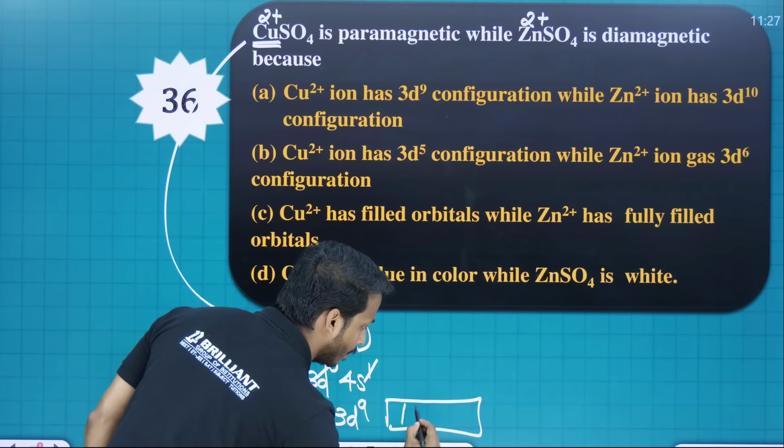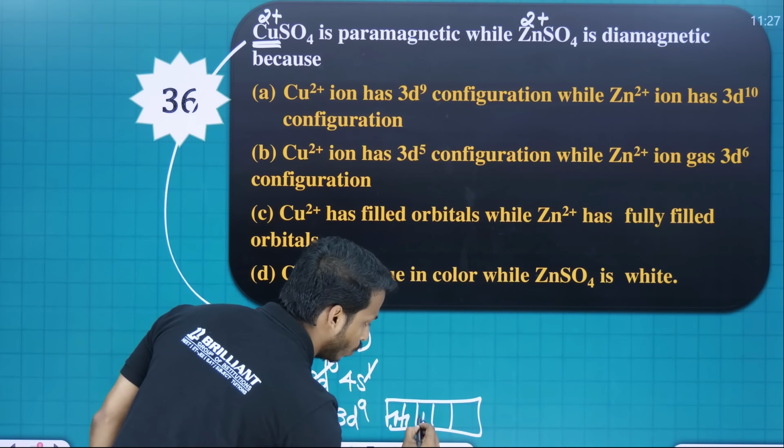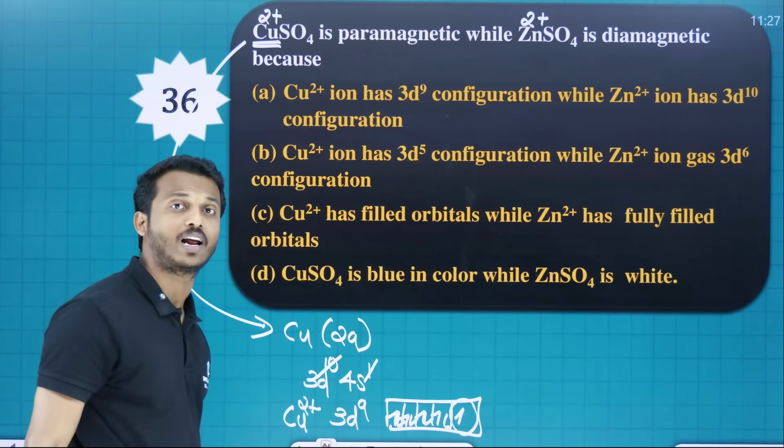What do you mean by 3d9? In 3d9 you will fill 1, 2, 3, 4, 5, 6, 7, 8, 9. There is an unpaired electron. If the system has an unpaired electron, it can show d-d transition and become colored.